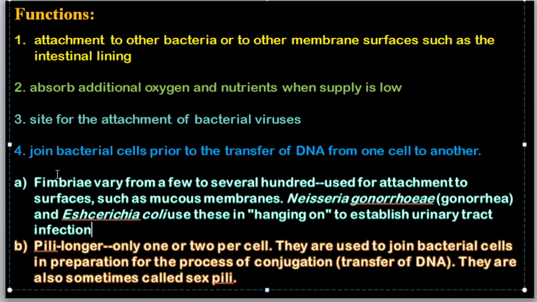For attachment. Your pili is a longer version. So ang present na pili sa isang bacterial cell is mainly 1 or 2 per cell. They are used to join bacterial cells in preparation for the process of conjugation or the transfer of DNA. Now, they are also sometimes called sex pili.